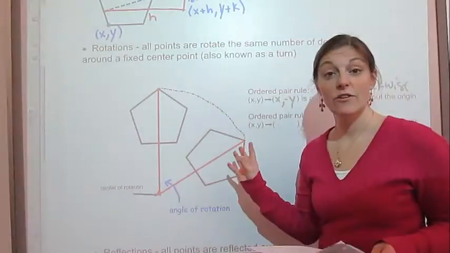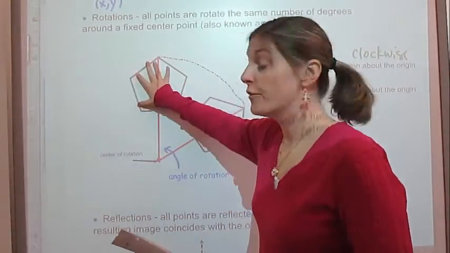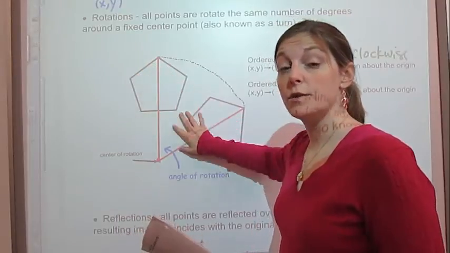And now let's take a look at if we rotated it 180 degrees. Okay, so if you're in the first quadrant, if you're going 180 degrees, well, 90 degrees will put you into the fourth quadrant.